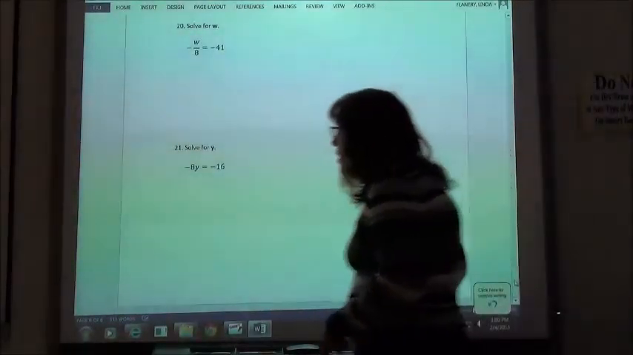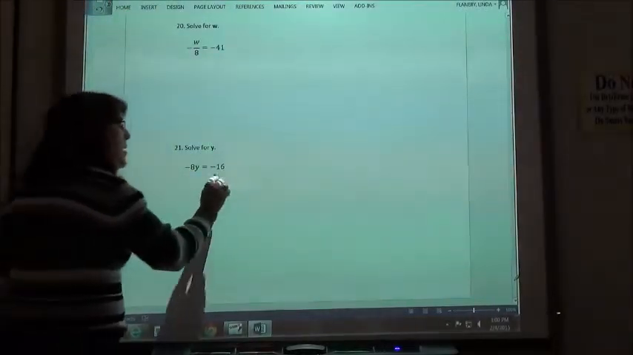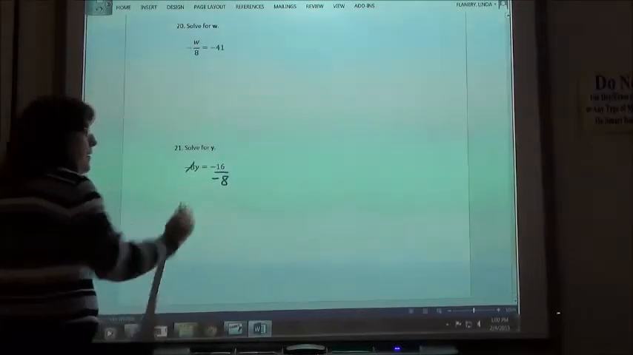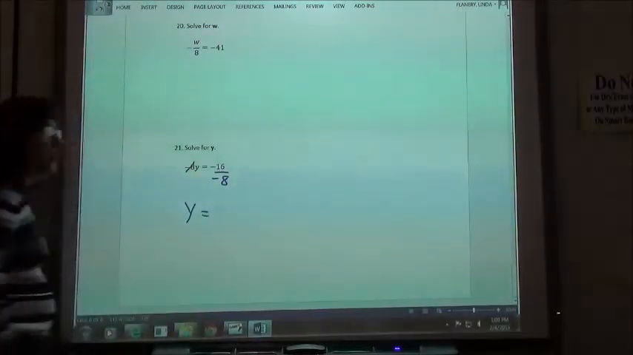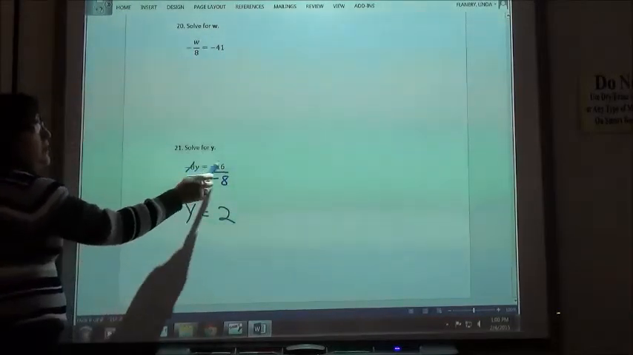So number 21, we want to solve that for y, and so we're going to divide by my negative 8, and so y is going to equal 2. Negative 8 times 2 gives me negative 16.